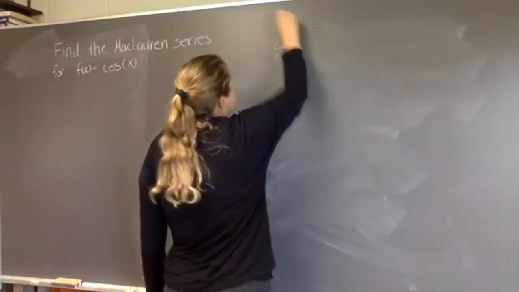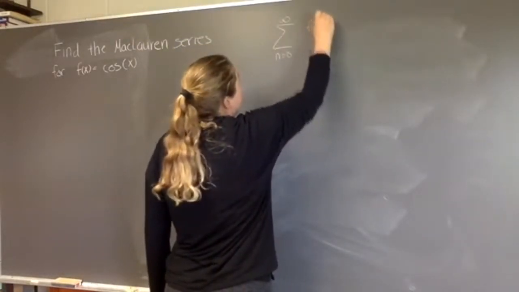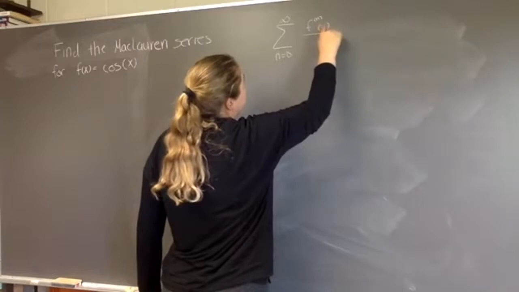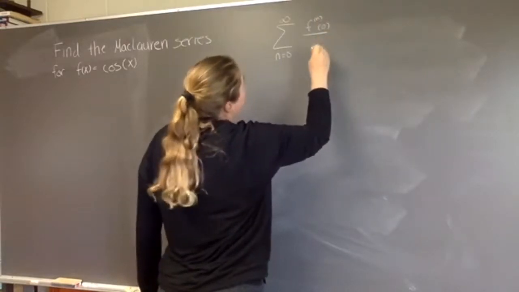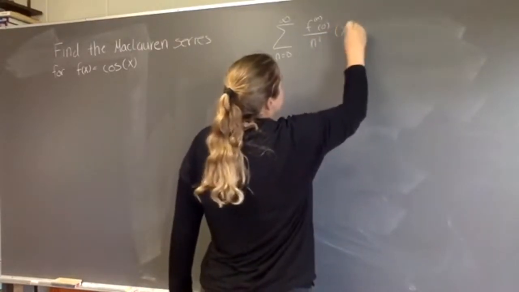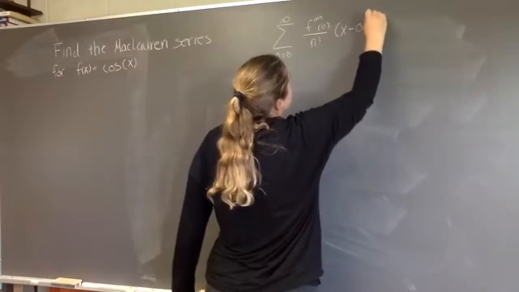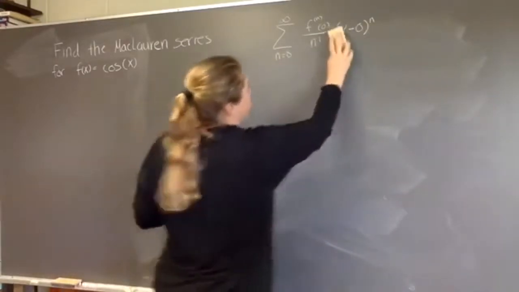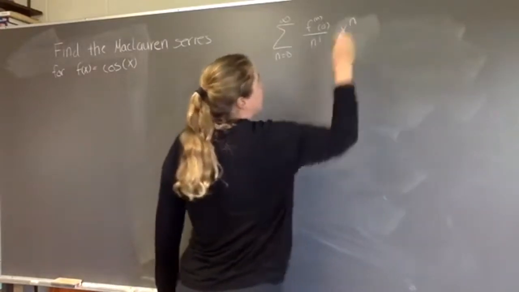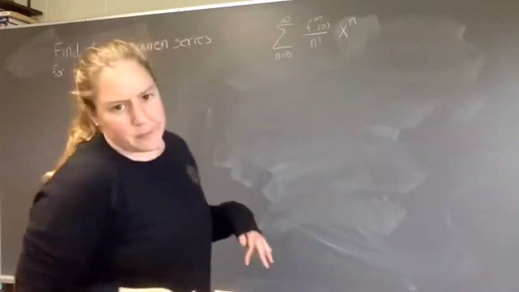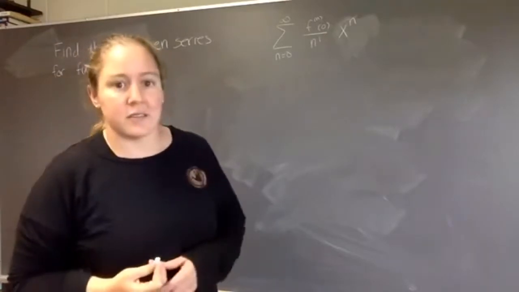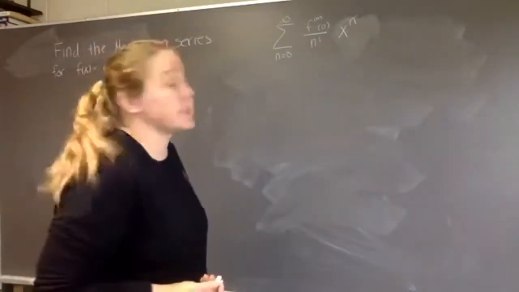n equals 0 to infinity, the nth derivative of f evaluated at alpha, which in this case alpha is 0, over n factorial, x minus 0 to the n, which I guess the way I wrote that previously was just x to the n. x minus 0 is just x. And if you recall, the formula that I showed you for the cosine Maclaurin series had two n's in it instead of just n. So we'll get to how that comes into play later.